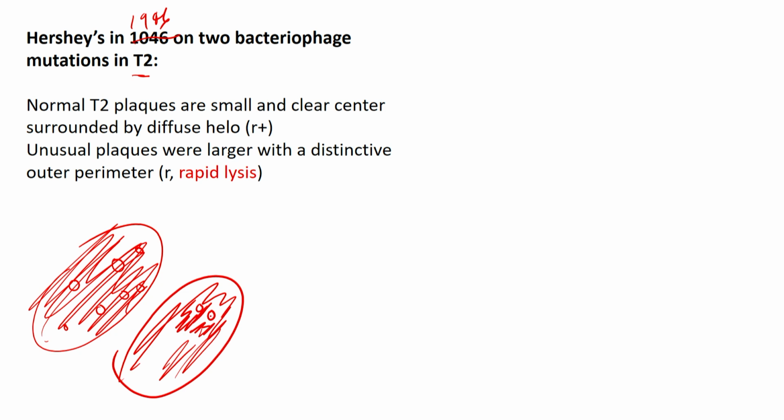These patches are called plaques. These small round areas are plaques, and just as you count bacterial colonies, you can also count the plaques on the bacterial lawn.